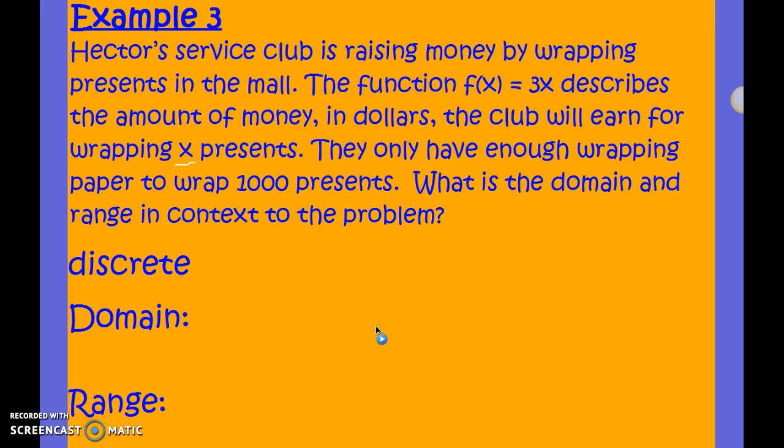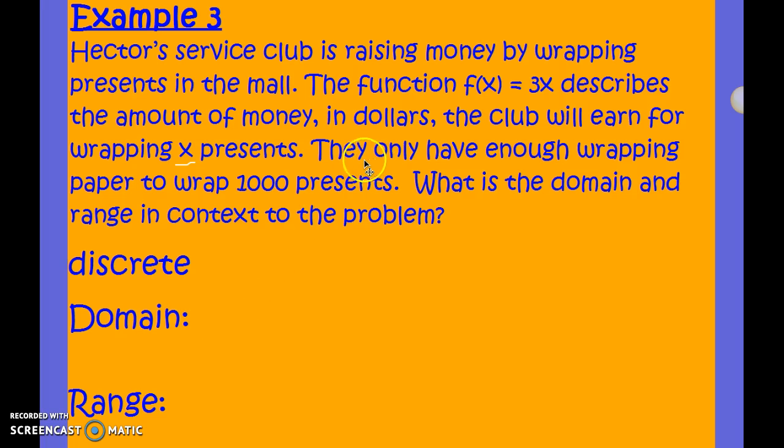For your domain, we're going to go back and reread the problem and see what it tells us about our presents. It says, Hector's Service Club is raising money by wrapping presents in the mall. The function f of x equals 3x describes the amount of money in dollars the club will earn for wrapping x presents. They only have enough wrapping paper to wrap 1,000 presents. What's the domain and range?